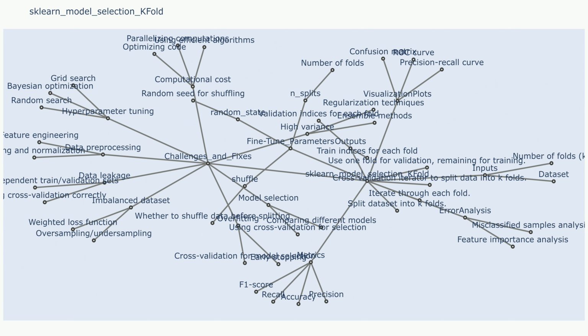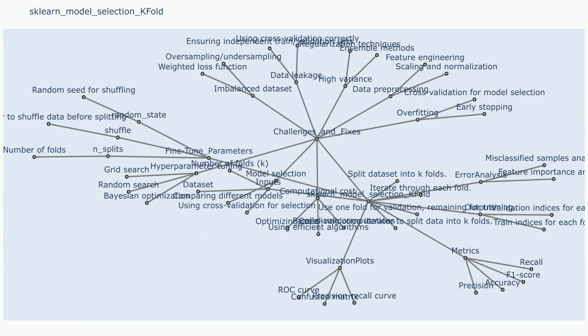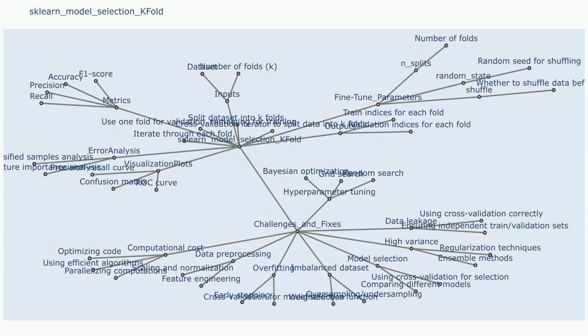Visualization plots. Confusion matrix: visual representation of the model's predictions, showing true positives, true negatives, false positives, and false negatives. ROC curve: plot of the true positive rate against the false positive rate at different thresholds. Precision-recall curve: plot of precision against recall at different thresholds.